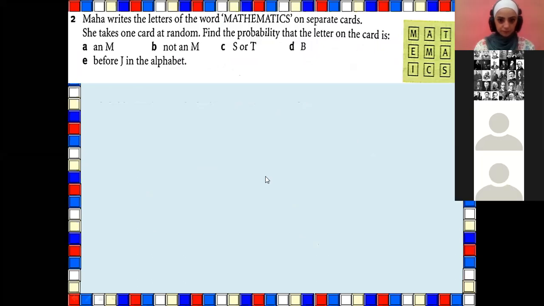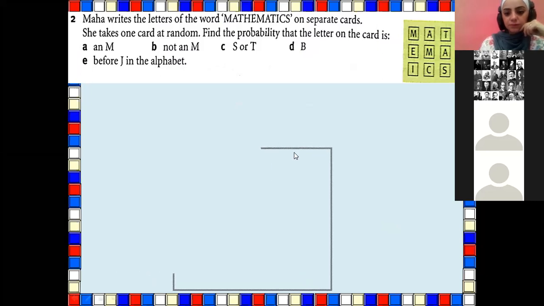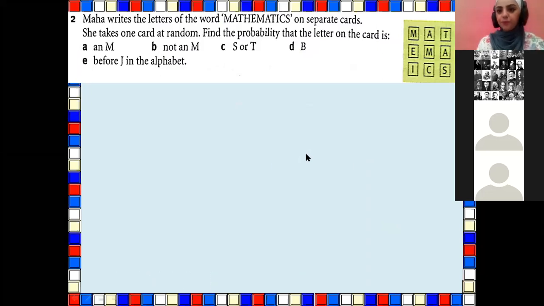Maha writes the letters of the word mathematics on separate cards. She takes one card at random. Find the probability that the letter on the card is an M. So here are the cards: 1, 2, 3, up to 8, 9, 10. Wait, teacher, I guess there are 11 cards. And there are 2 M's. So it's 2 out of 11. Yes, excellent, Hanin.